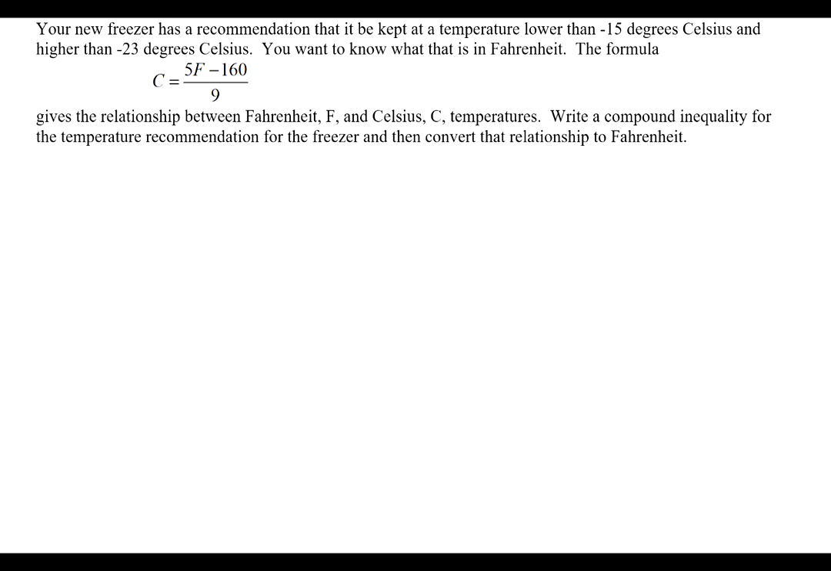So first off, what they said here in terms of the recommendation is that it should be kept lower than negative 15 degrees Celsius and higher than negative 23 degrees Celsius. So there's an and statement there. We want to be lower, so I was going to use X, but we could use C for Celsius. Celsius needs to be lower than negative 15 and higher than negative 23.